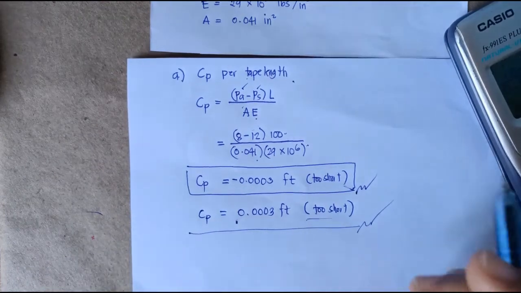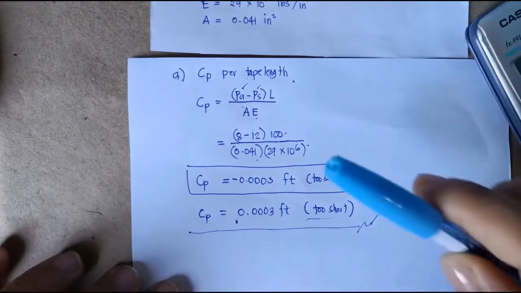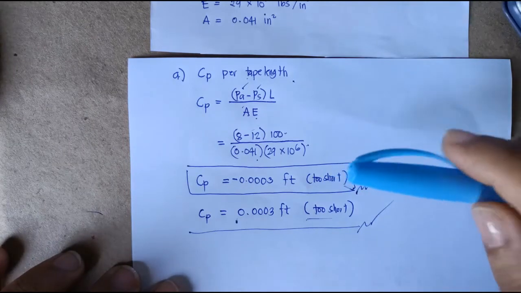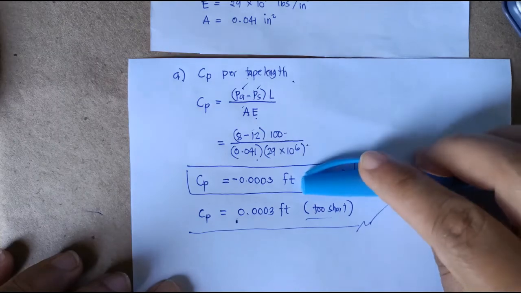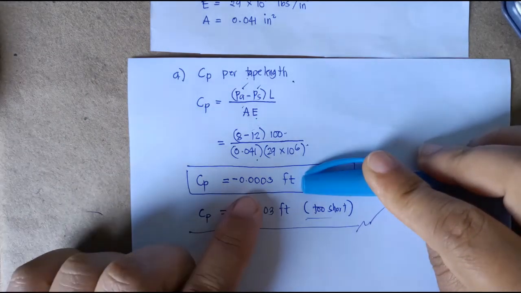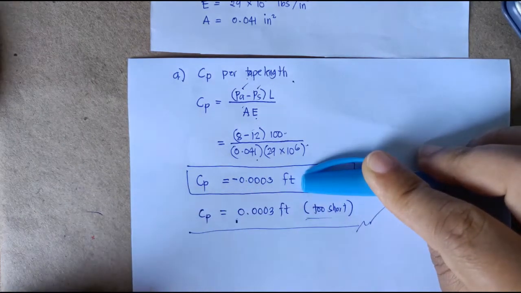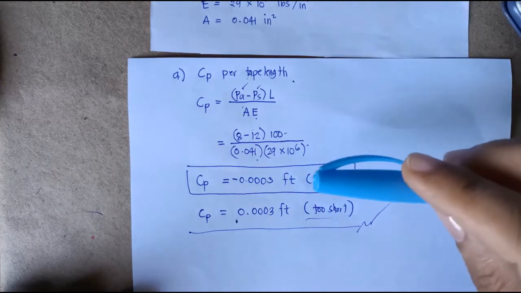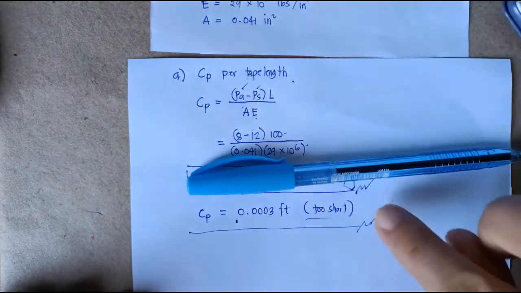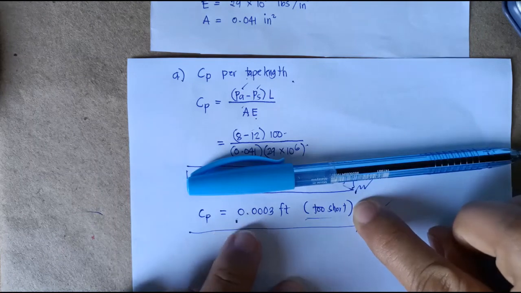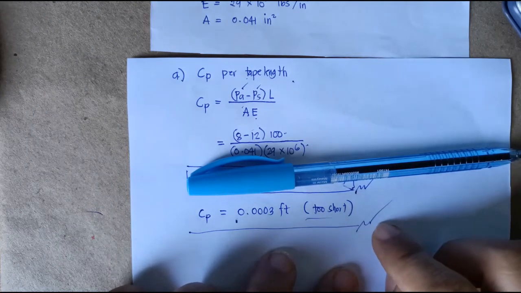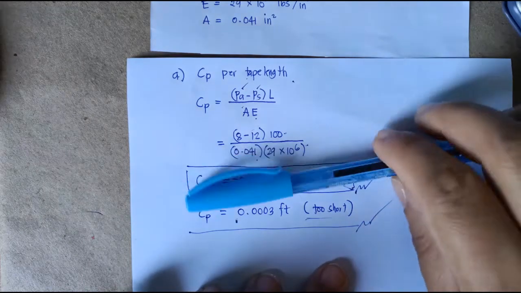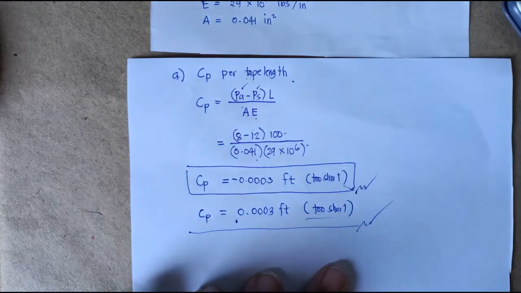Sometimes in the board exam you will be given choices like negative 0.003 feet without the too short, or you will be given positive 0.003 feet with too short. So meaning to say this is a negative value.